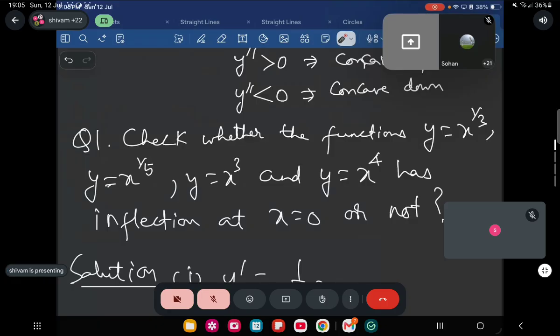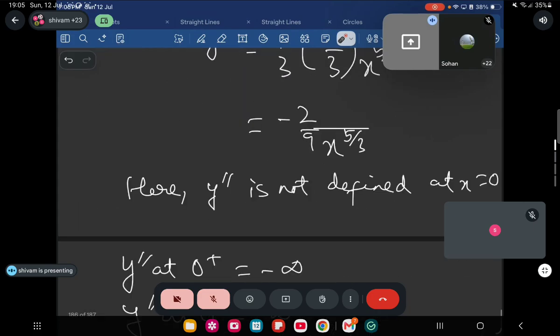And Agniba, yes, Agniba, your answer is correct. Sir, Soham, did you give the second question? Is this the answer of the fourth one, Soham? Yes, sir. Okay, Soham, your answer is correct. Soham, your answer: y equal to x to the power 4, there exists no point of inflection.